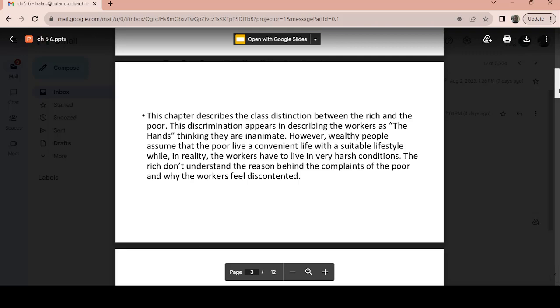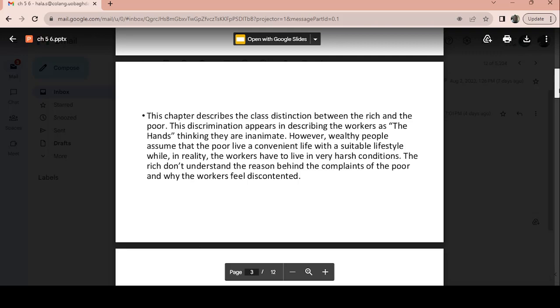However, wealthy people assume that the poor life is a convenient life with a suitable lifestyle, while in reality the workers have to live in very harsh conditions. Their conditions are not good because there were no rights, no laws, no legislation that gave them any rights at that time.